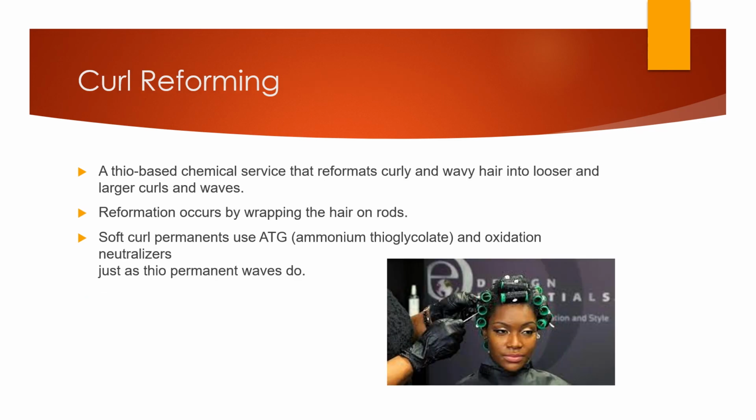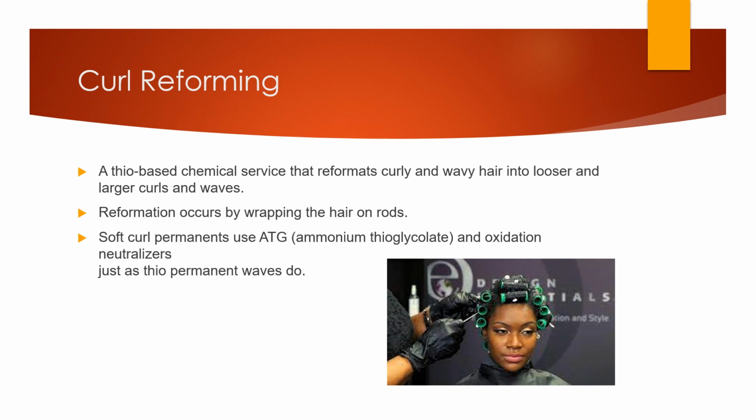Curl reforming does not straighten the hair. It simply makes the existing curl larger and looser. A thio-based chemical service that reformats curly and wavy hair into looser, larger curls and waves. Reformation occurs by wrapping the hair on rods.